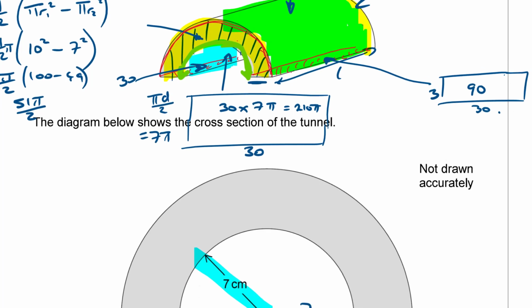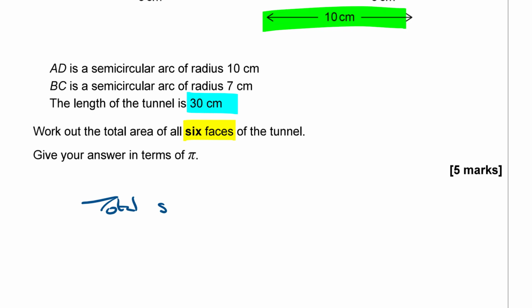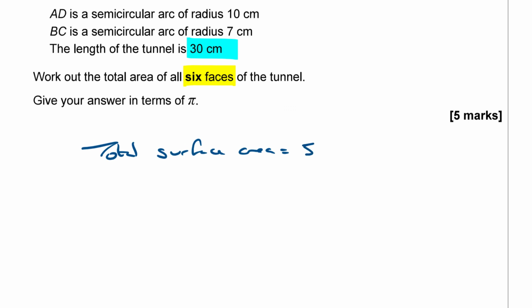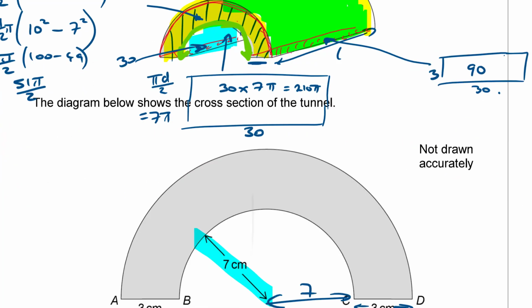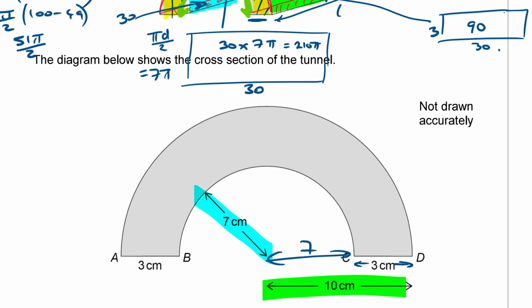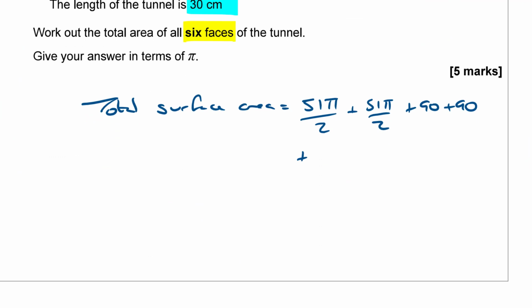Okay, so what are my 6 faces then? So then the total surface area, I'm going to add those 6 things together. So I'm going to have 51 pi over 2 twice. So it's going to be my 51 pi over 2 and another 51 pi over 2. Then I've got my 2 feet, which are 90 and 90. Plus 90 and 90. And then I've got my big rectangle, which was 300 pi, and my small rectangle, which was 210 pi. So plus 300 pi plus 210 pi.